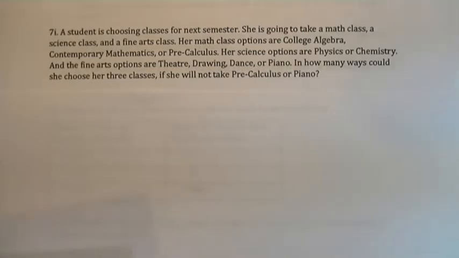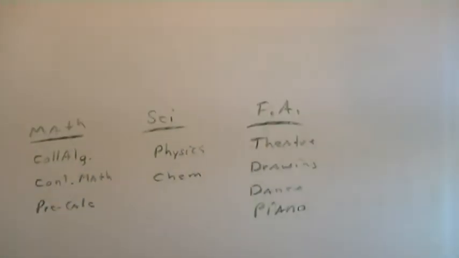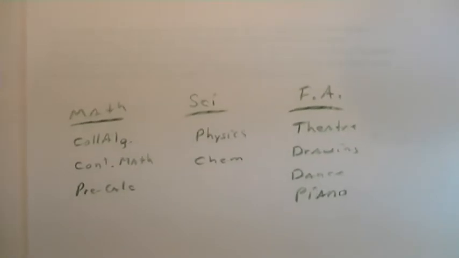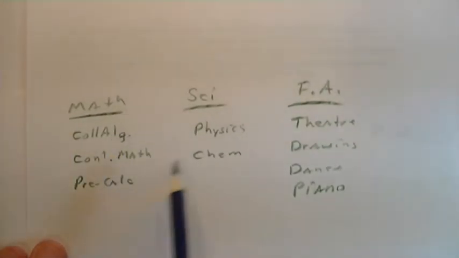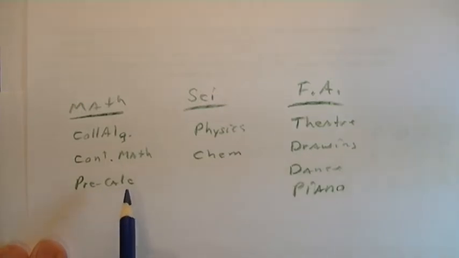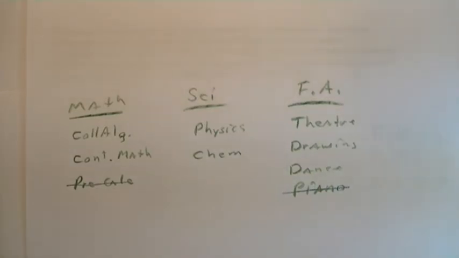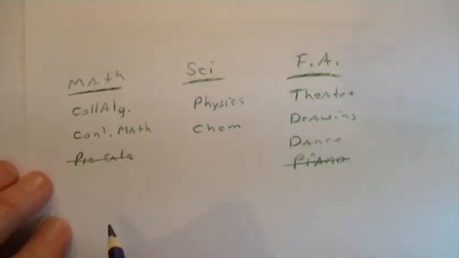So here's what I've got. Basically listed out her options. She's going to pick one of these, and one of these. But it says she is not going to pick pre-calc, so that's off the table, and piano. So we're essentially eliminating those from the possibility list. Let's just do that now before we work the problem, and then it just makes it infinitely easier. So in the end, she has a choice of 2 here.